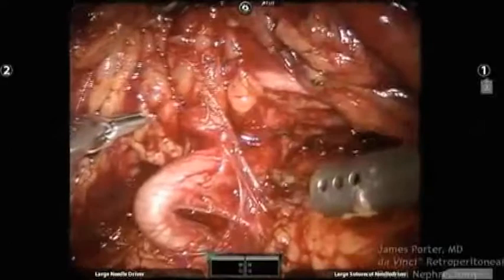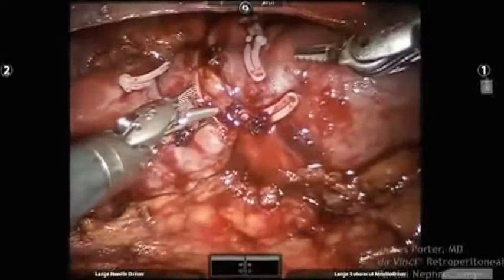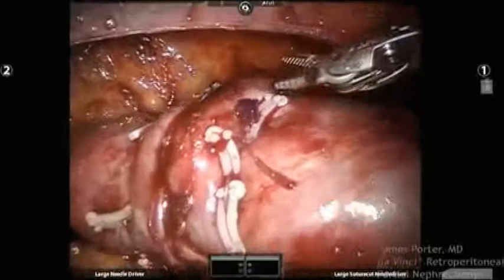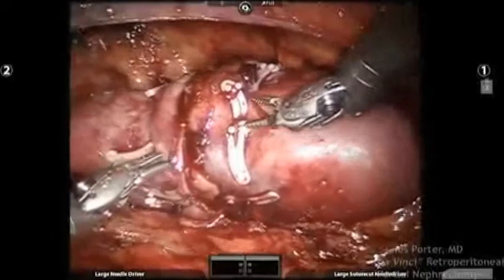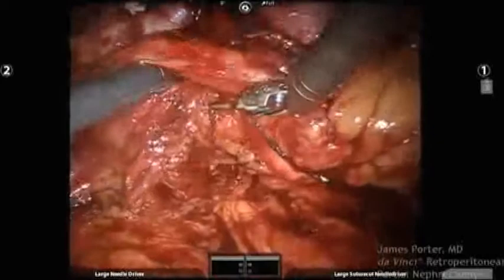What makes it longer for transperitoneal? I don't think their bowels wake up as quickly. I just think they have a little more of an ileus, especially the left-sided cases. I don't know why, but we just seem to have a little faster recovery with the retros. When you do radical nephrectomies, do they go home the next day? No, not usually. Some do, but not usually.